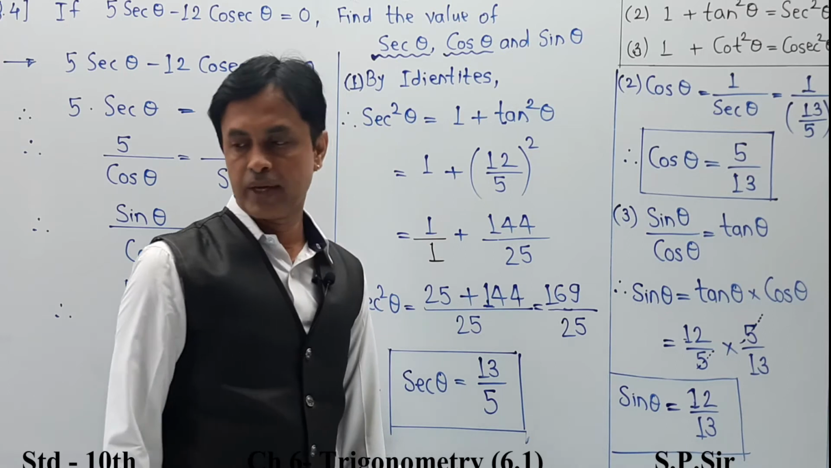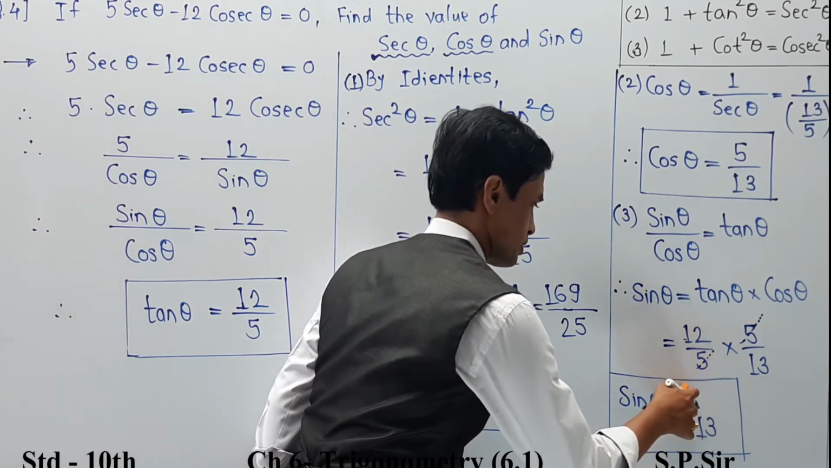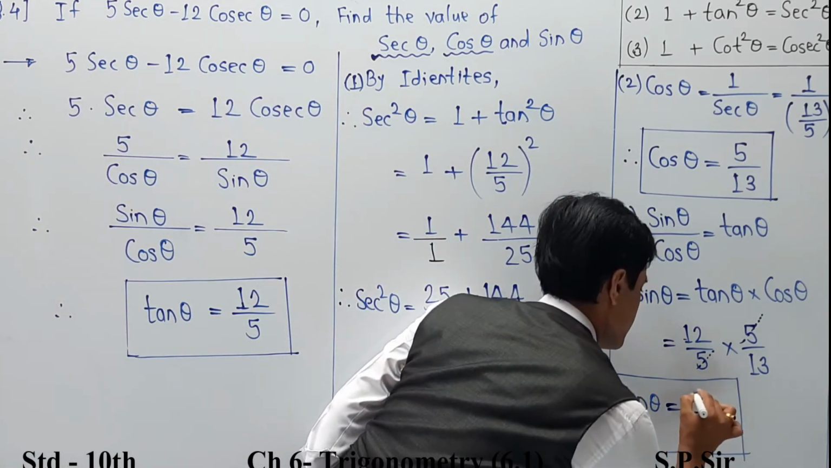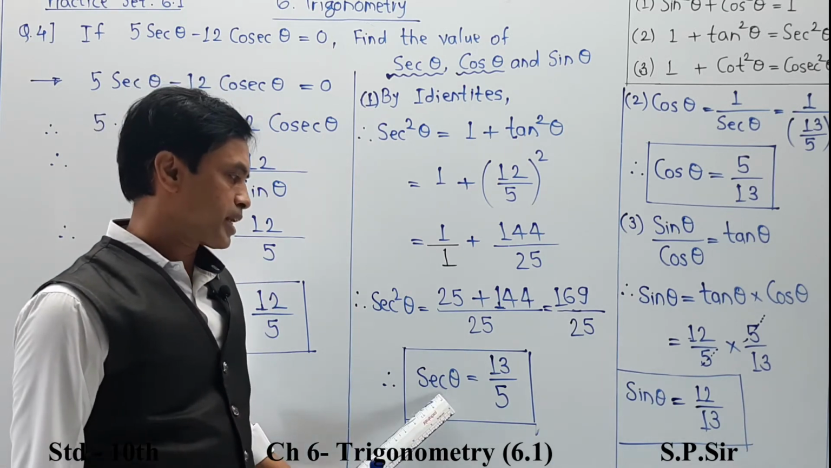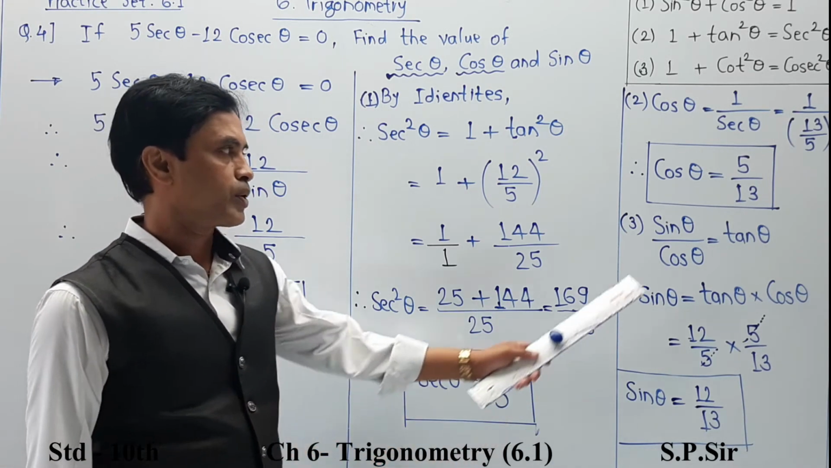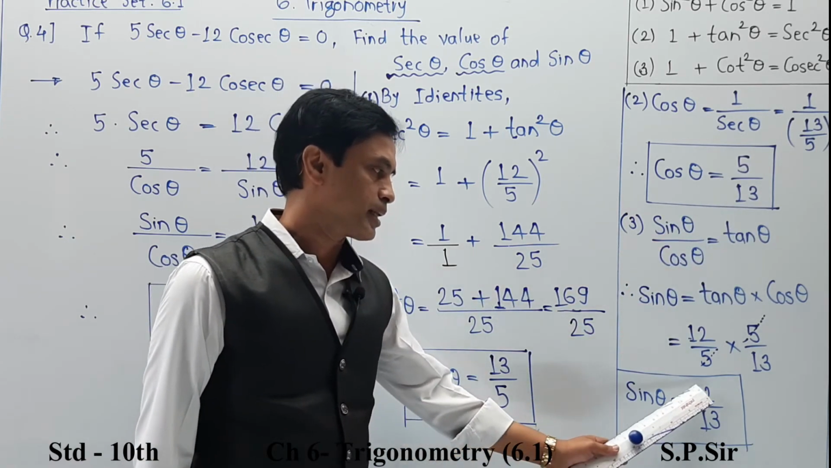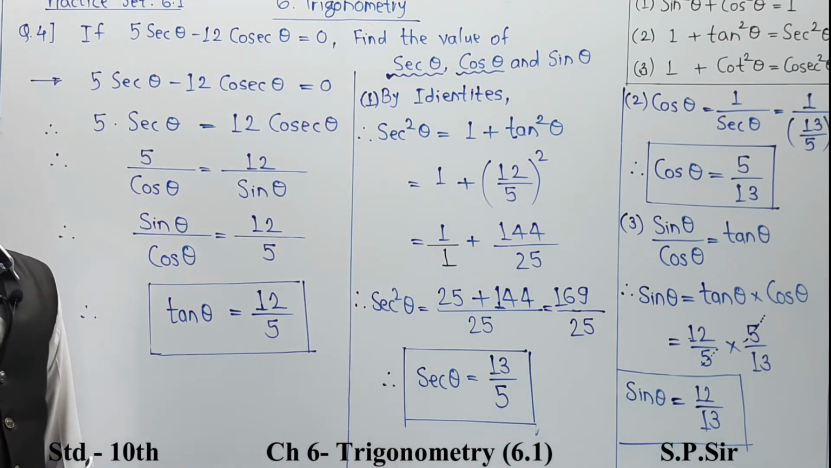And in this way we are able to get all the values: sec theta, that is 13 upon 5, cos theta, that is 5 upon 13, and lastly sine theta, that is 12 upon 13. And this is the method by which you can complete the numerical.